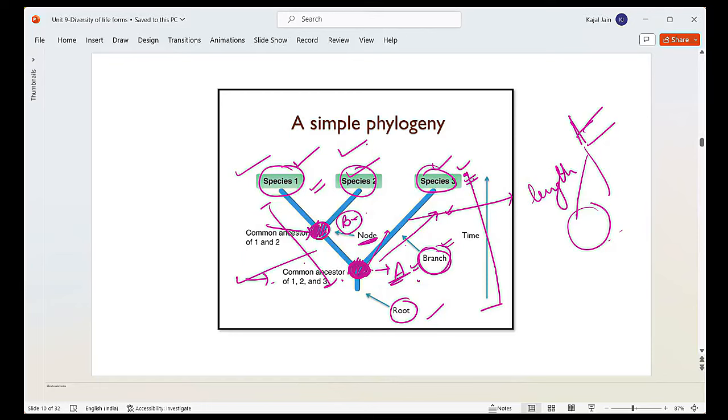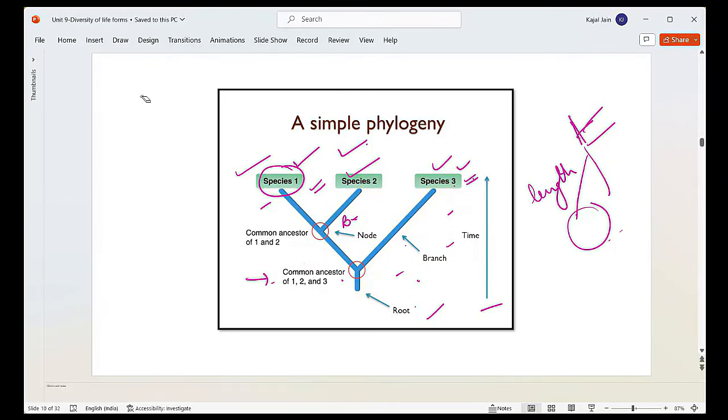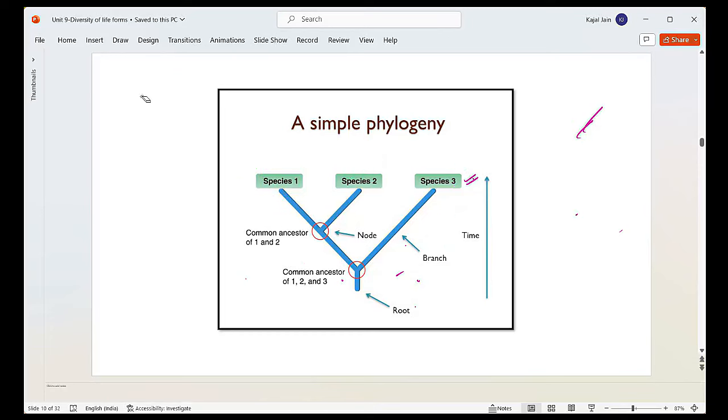This is a very simple diagram, and phylogenetic trees are usually very, very complex. If you look into any actual phylogenetic tree, you will see it is a lot of information that is showcased in a phylogenetic tree.